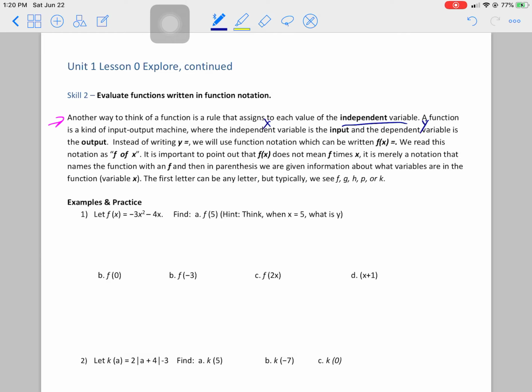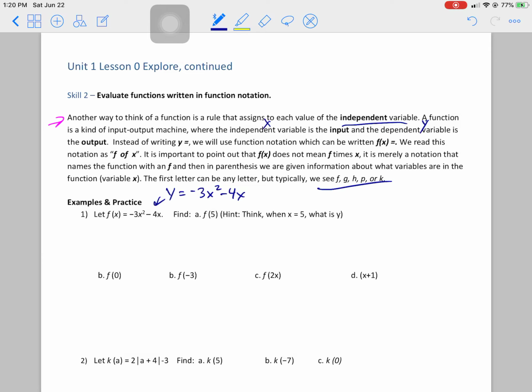It's important to know that f of x does not mean f times x. It's merely a notation. It names the function with f, and then the parentheses give us information about the variables that are in the function. So these are some typical letters for the names of functions. In other words, this one right here is a linear equation. Excuse me, it's not linear. It's got an x squared in it. As a quadratic equation, this would be a quadratic function. This is that quadratic equation in function notation.